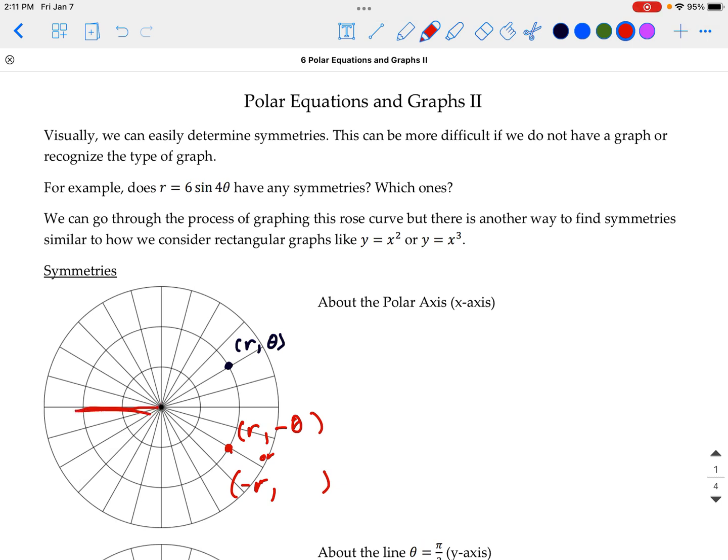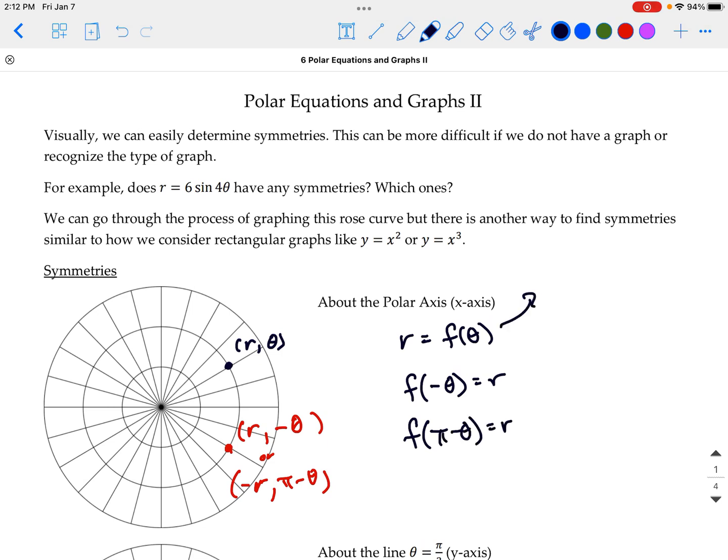Or if we start out over on this side with negative r, we can rotate from pi to that point. That is going to be pi minus theta, because we're rotating in the counterclockwise direction, so it would be a positive angle measure. So it's just going to be pi minus theta. And what that means is if I have some polar equation, r is equal to some equation in terms of theta, then if I take f of negative theta, I will get r. Or if I take f of pi minus theta, I will get r.